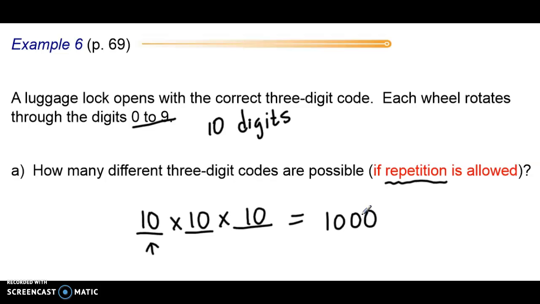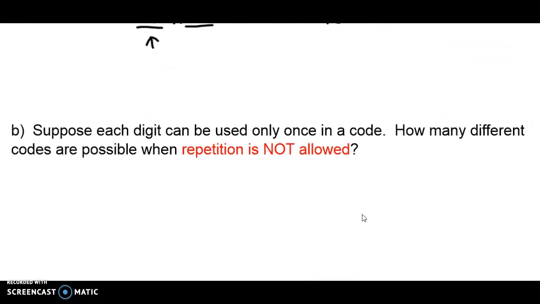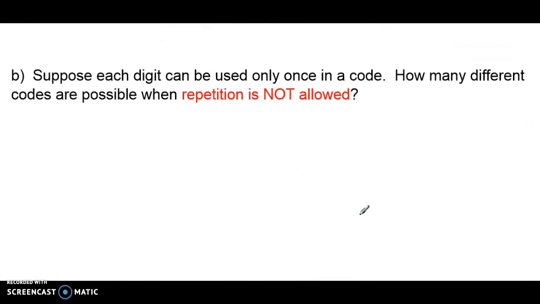Part B, again, the same question, but this time, suppose each digit can be used only once in a code. Only once. How many different codes are possible when repetition is not allowed?